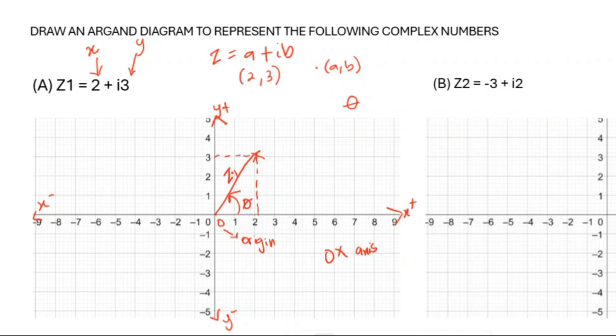Because you know from SOHCAHTOA that this is a 90-degree angle, you can easily find theta using tan, which is opposite over adjacent. You don't know the hypotenuse. Your opposite here, from here to here, is 3. Your adjacent, from here to here, is 2, the distance between these 2 points. So that is one of the major reasons why we need to draw an Argand diagram.